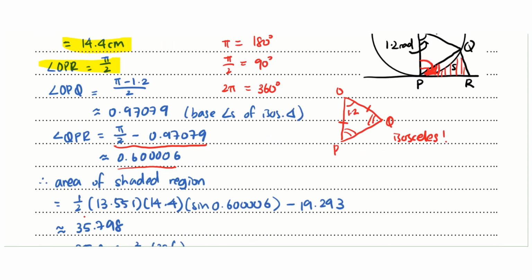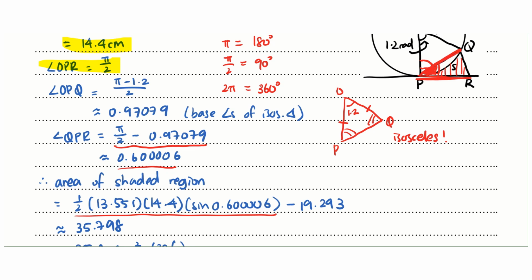Earlier on, I said that we need to find the area of the triangle PQR, and I do that by doing half ab sine C. 13.551 and 14.4 are the lengths PQ and PR, because the question says PR is the same as the arc length PSQ, and PQ is the length that we found earlier in this question.